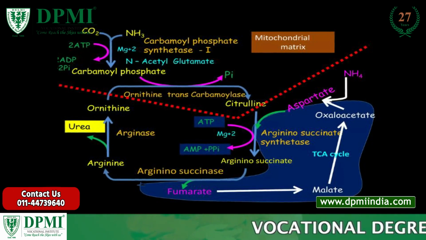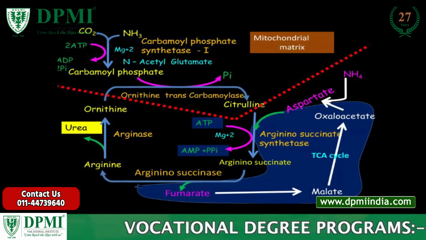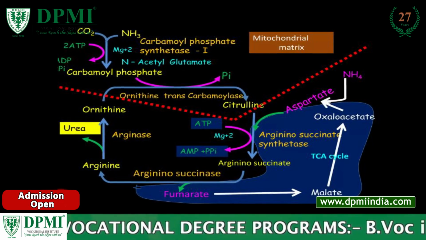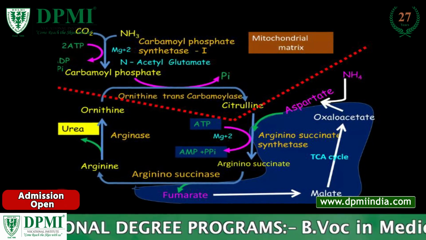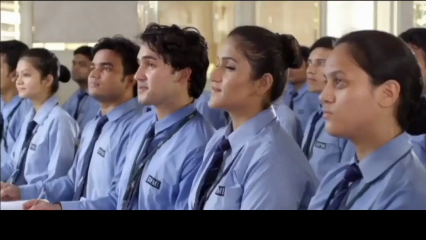Dysfunction in this cycle can lead to rare genetic disorders such as ornithine transcarbamylase deficiency, resulting in severe ammonia accumulation and potentially life-threatening consequences.